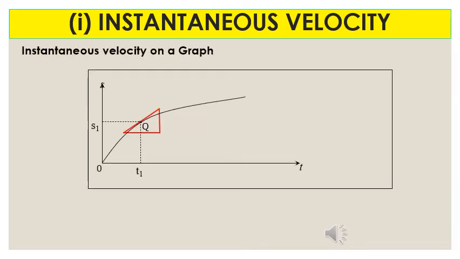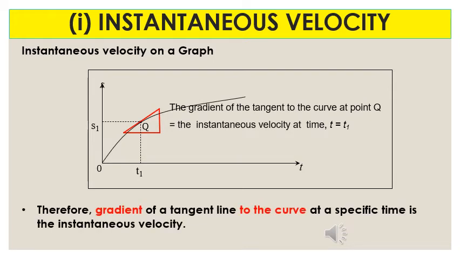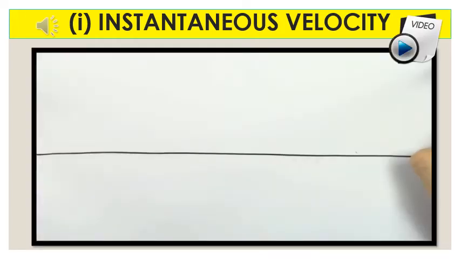Instantaneous velocity can simply be understood as the gradient of the displacement versus time graph, as can be seen in this graph. Since instantaneous velocity happens at a particular time, the gradient of a tangent line to the curve at a specific time is the instantaneous velocity. Let's look at this video to further understand the situation.